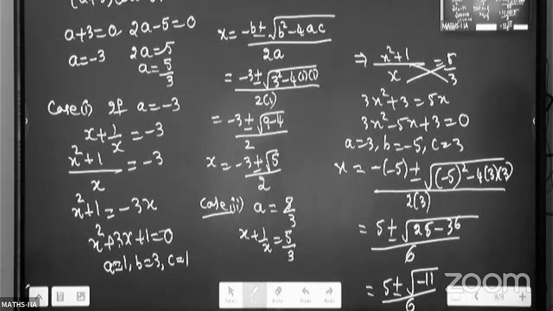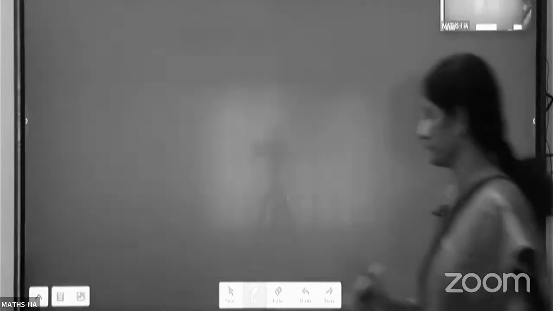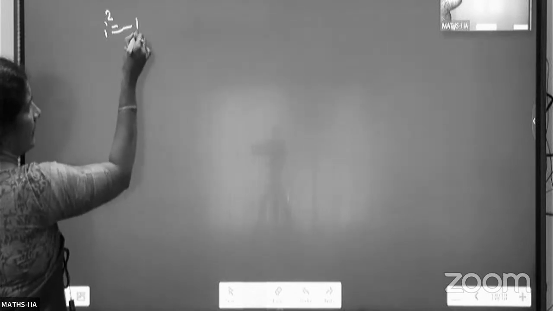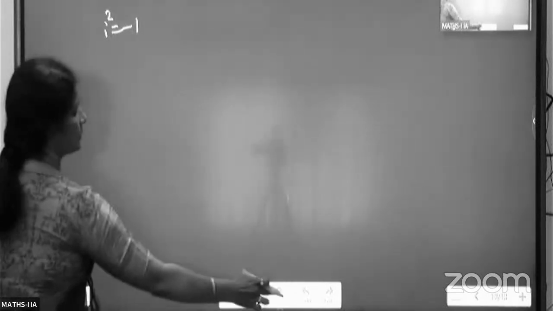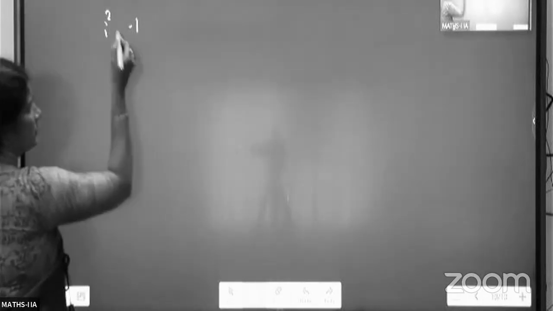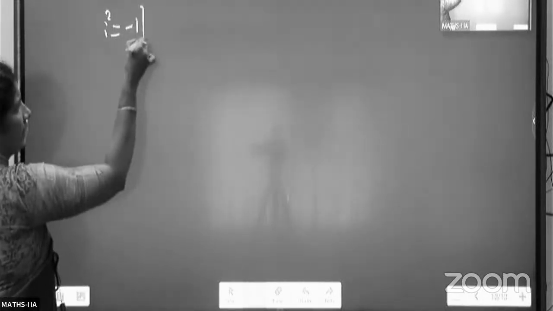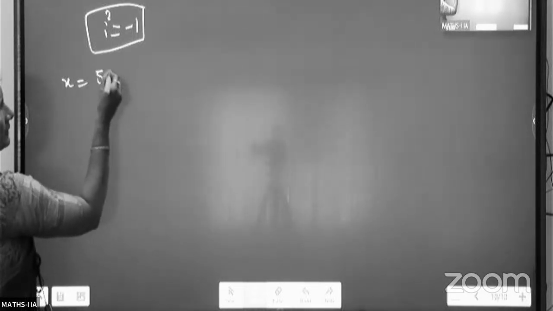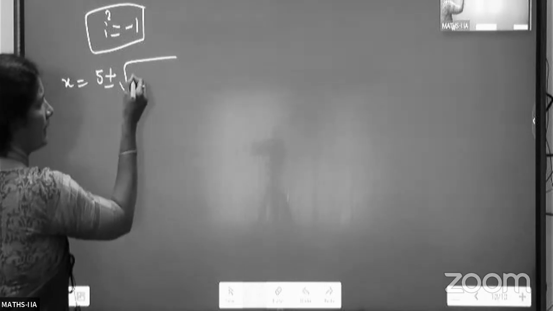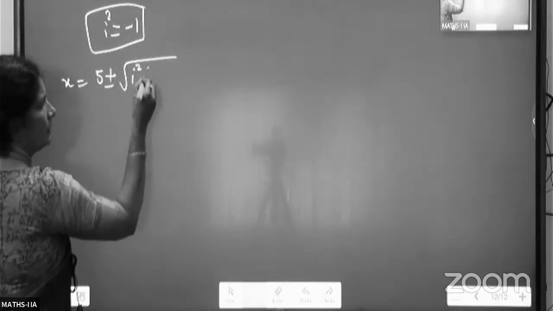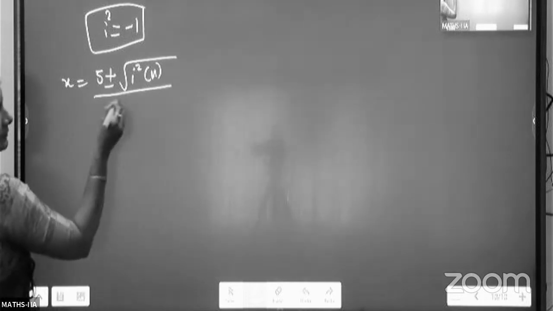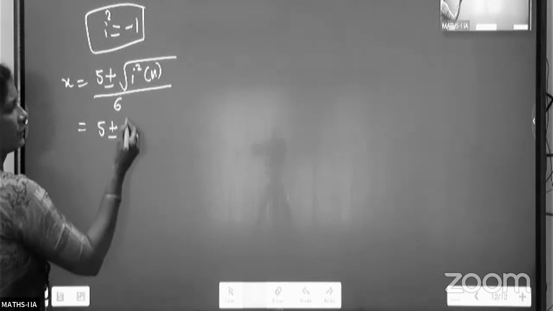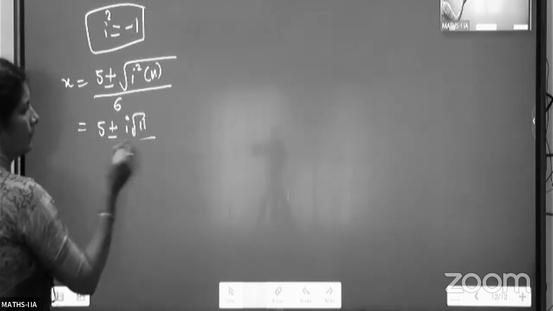How to remove this minus? We have i square. Whenever you have a negative sign, you can replace it by what? i square. i square is equal to minus 1. By applying i square is equal to minus 1, what do you get here? X is equal to 5 plus or minus under root of minus 1, means i square, into 11 by 6. So 5 plus or minus under root of i square is i, root 11 by 6.